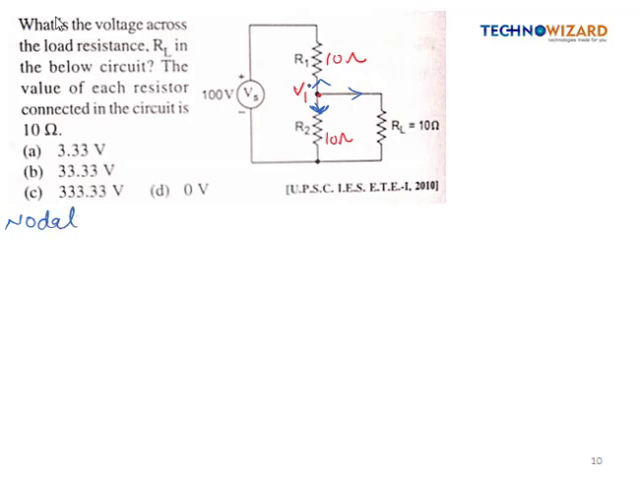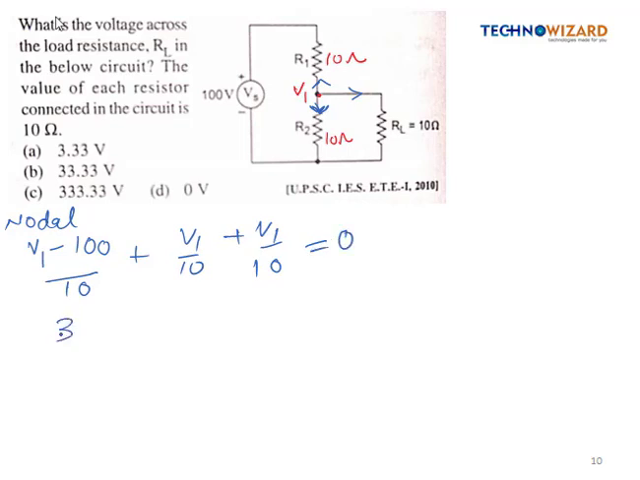Current always flows from higher potential to low potential, so this will be V1 minus, because the nodal current is coming like this, but this voltage source will deliver the current in this direction, so they are opposing the nodal current. So V1 minus 100, because it is opposing the current, divided by 10 plus V1 by 10 plus V1 by R2 is equal to 0.